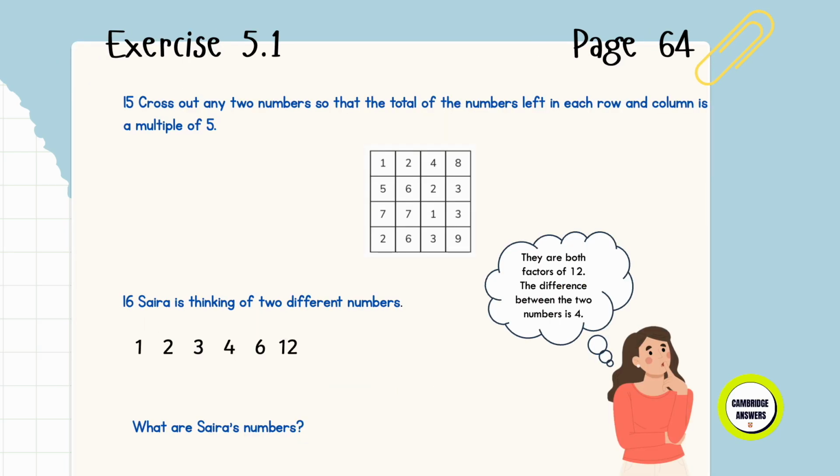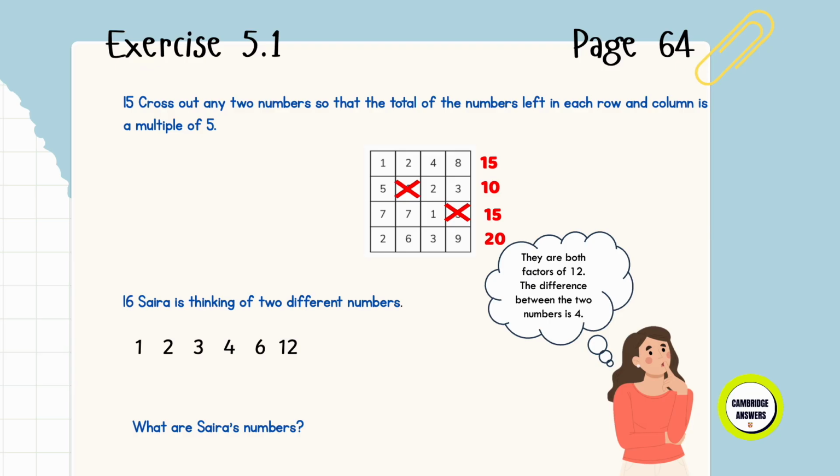Question 15. Now, cross out 2 numbers so that the sum of the remaining numbers in every row and column is a multiple of 5. The trick? Look for 2 numbers that are messing up the 5 times table pattern. If we cross out 4 and 6, everything left adds up to multiples of 5.